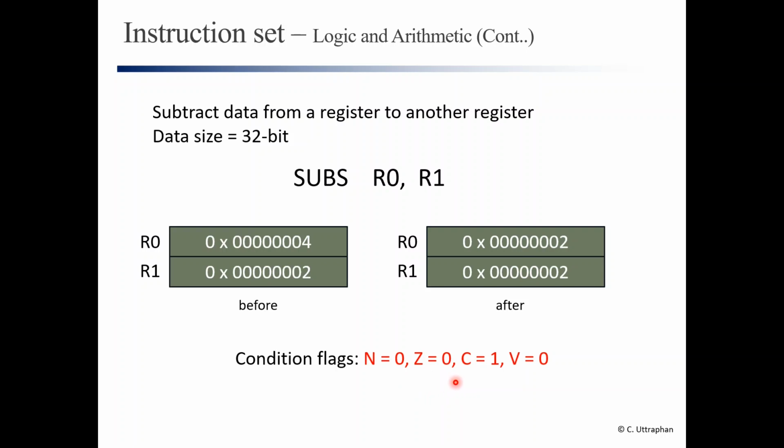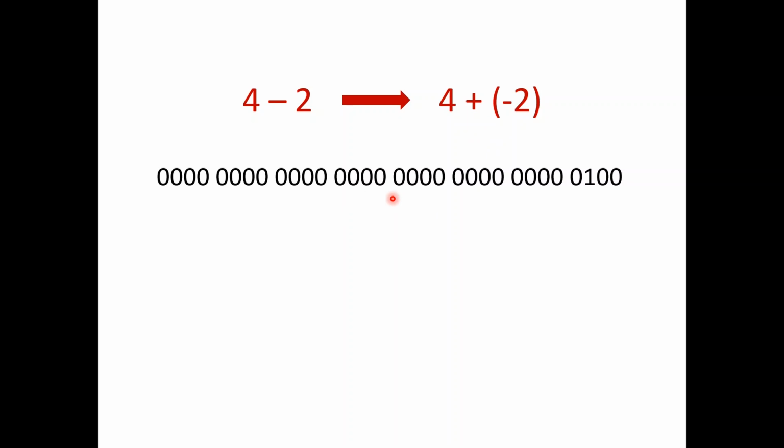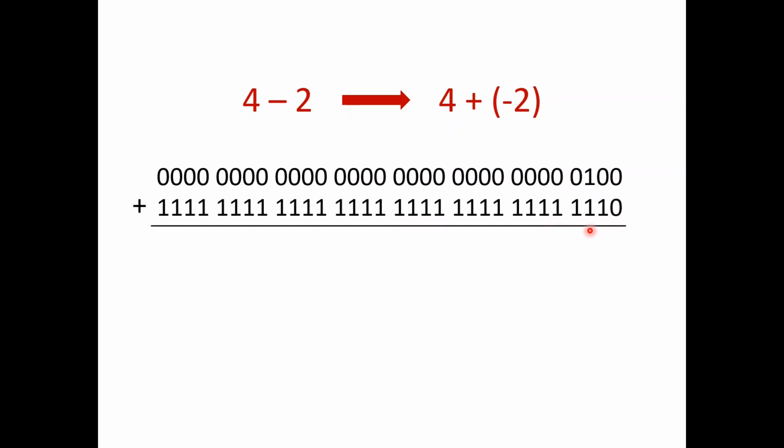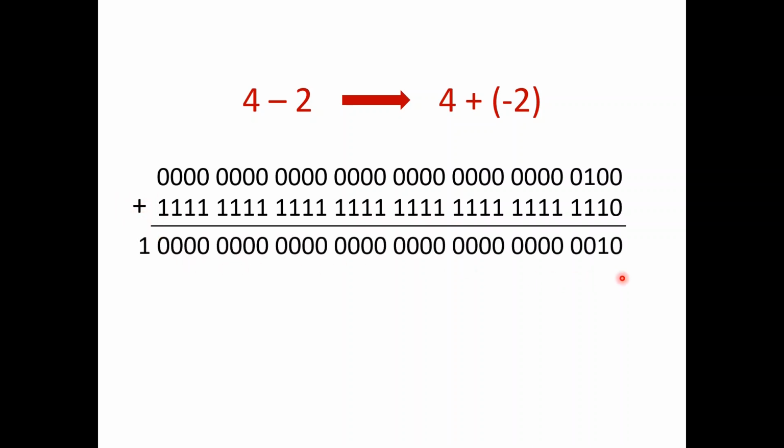Now, let's verify how we get these values. In a computer, a negative number is represented in 2's complement. Therefore, 4 minus 2 is actually 4 plus negative 2. Now, let's look at the binary representation. This is 4 in binary representation, and this is negative 2. This subtract is actually an add operation, because a subtractor circuit is built from an adder. The result from the operation is this.